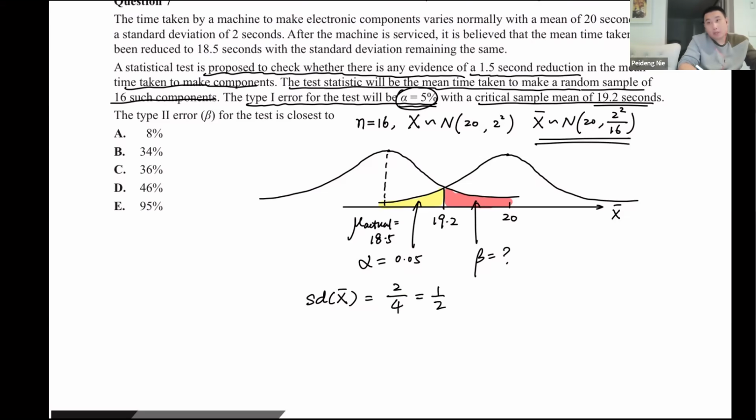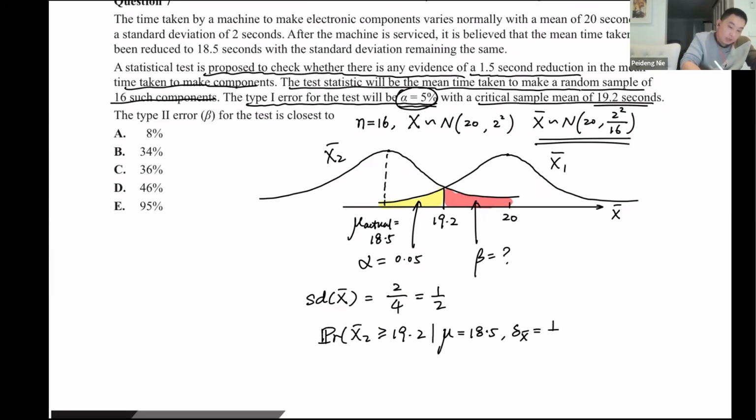All right, how do I calculate the beta? I'm saying the probability x bar 2, let's say this is x bar 2, this is x bar 1, okay, is greater than or equal to 19.2, given that mu equals 18.5 and sigma x bar equals 1/2, okay? So now I'm going to use my norm CDF command on the CAS calculator and figure that out.